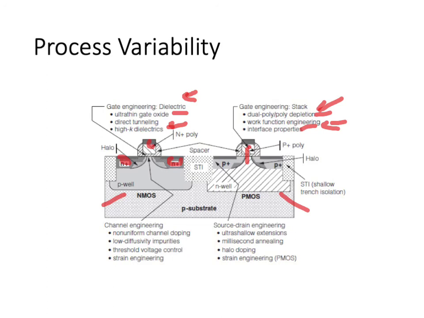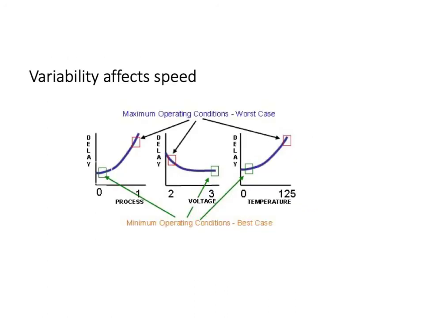And of course, within the domain of the channel, you have a lot of interesting dopant profiles: the halo doping, the shallow trench isolation, annealing, and additional strain engineering, and the channels themselves are non-uniformly doped with low diffusivity impurities, and again strain engineering to allow you to control the threshold voltage. All these advanced device designs only make the variability challenge worse for advanced process technologies.